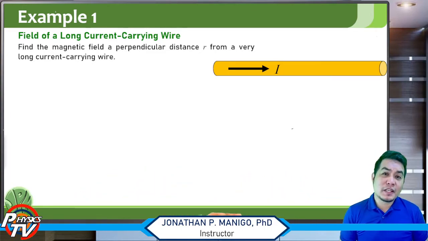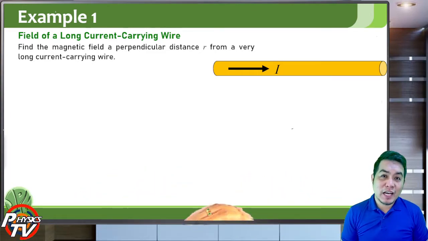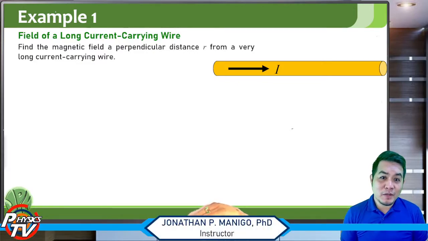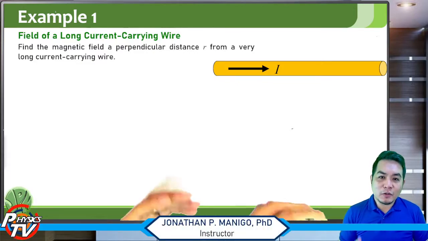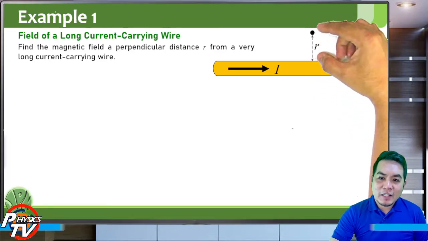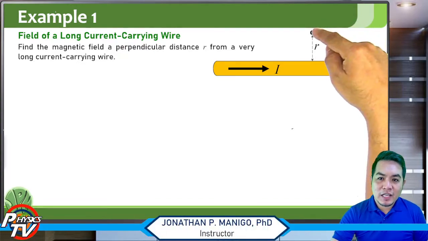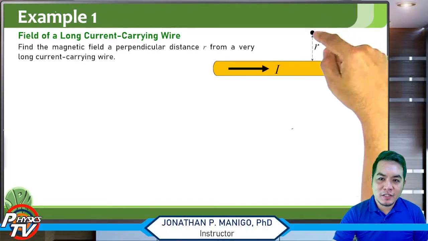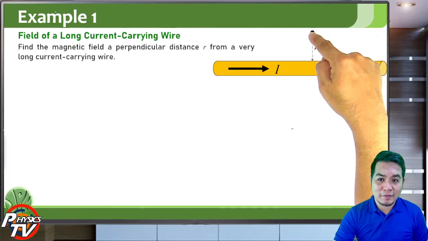We actually know this one. The answer to this one is mu naught I over 2 pi r. But that is derived using the Biot-Savart law. Now we will try to derive this using the concept of Ampere's law. So we take the perpendicular distance r, at any point a perpendicular distance r. This is the point where we want to find our magnetic field.